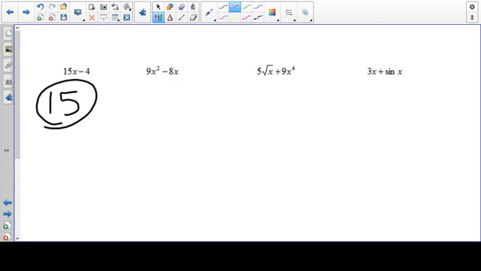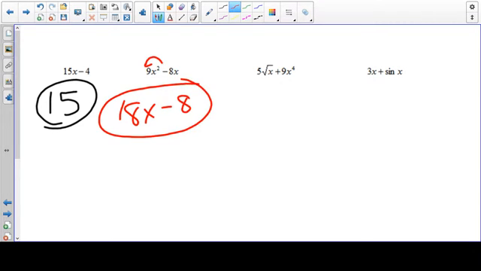The second one, I have to bring down my 2, so 9 times 2 gives me 18. X to the second, 2 minus 1 gives me 1, so it's just 18x. Again, I have that x term, so it's just whatever's in front. This next one I have to rewrite, so I have 5x to the 1/2 plus 9x to the 4th.